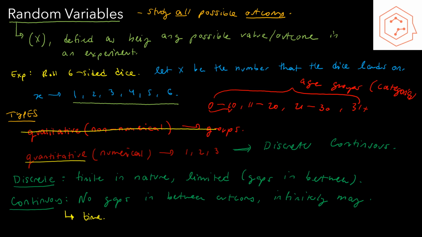So maybe I'm looking at the time that someone finishes a race. One person could finish in 10 seconds, another person could finish in 11 seconds, and I could have another person finish in 10.5 seconds or 10.01 seconds. And there's infinitely many values in between 10 seconds and 11 seconds that I could take. So time is an example. We just saw earlier that height was an example. We also have money as an example, and you could go on.